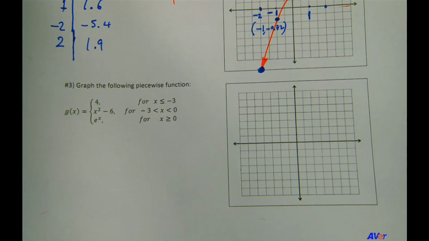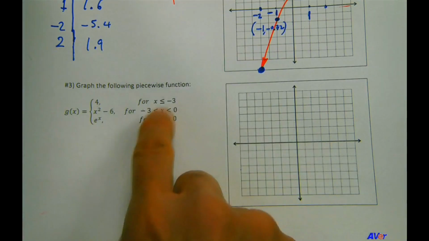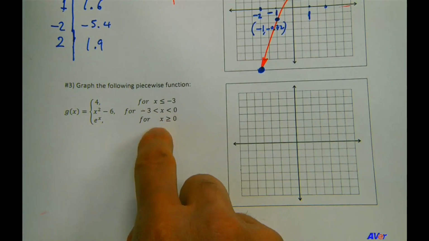Remember when we were graphing piecewise functions, how I suggested that you should do it? When you start graphing piecewise functions, these are the conditions. What you see, these are the conditions on the domain.